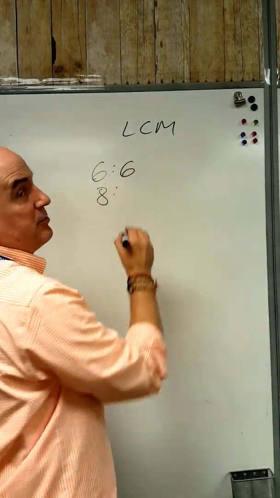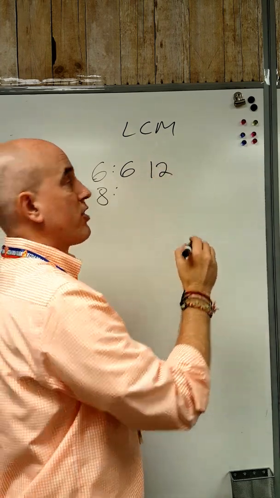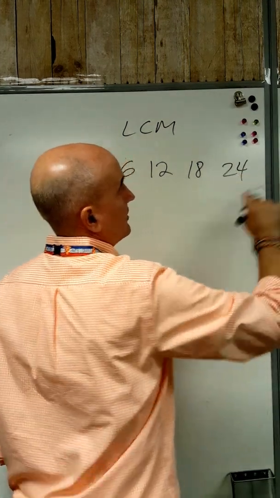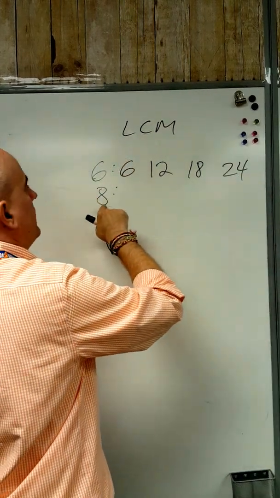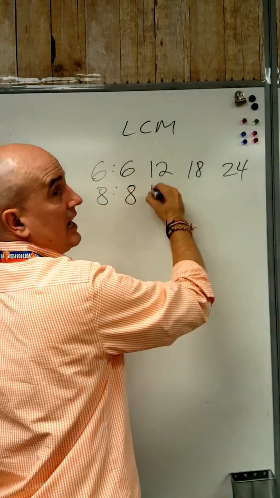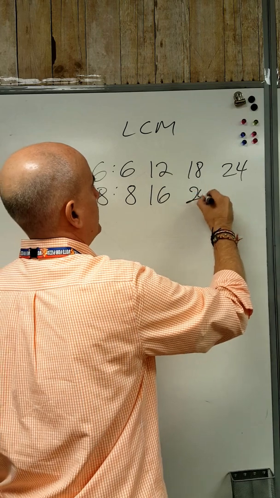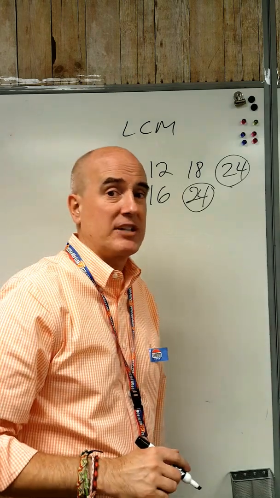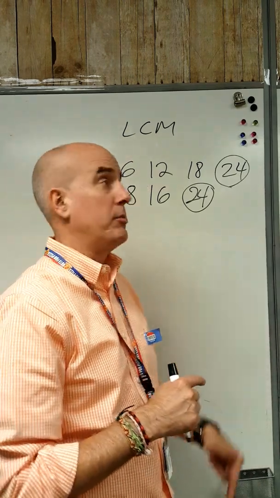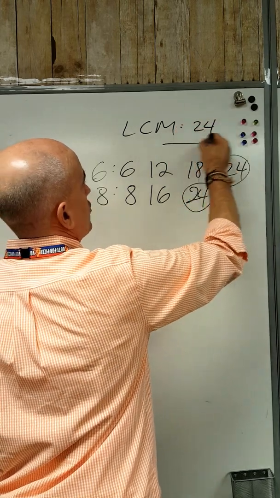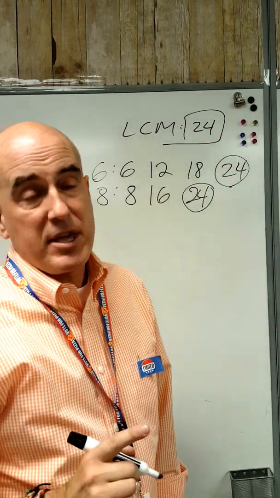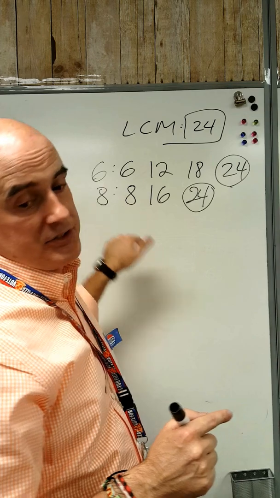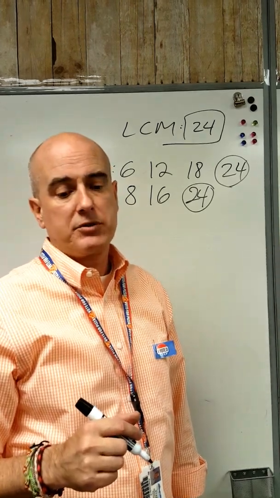So 6, we would do 6 times 1 is 6, 6 times 2 is 12, 3 times 6 is 18, 4 times 6 is 24, 5 times 6 is 30, and we might need to go further, but we'll stop there. If we did 8, it would be 8 times 1 is 8, 8 times 2 is 16, 8 times 3 is 24. Oh, and I'm already seeing here that 24 is going to be the least common multiple. That's the first number that they both have in common as a multiple. So the least common multiple is going to be 24. That means that in 24 more days, both applesauce and pizza will be served again in 24 days.